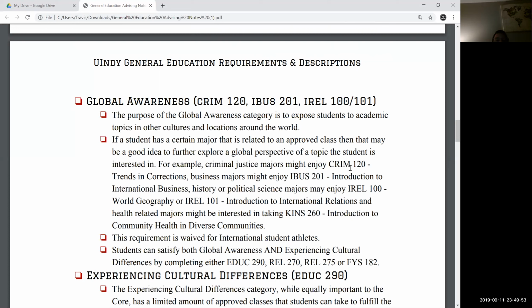International Business 201, that's a good class. And this is something that everyone has to do besides the international student athletes. So if you're an international student athlete, this one you do not have to do.